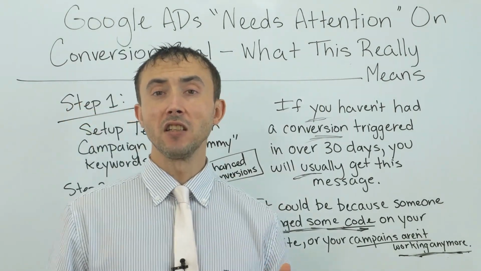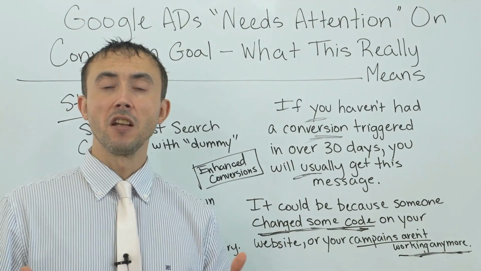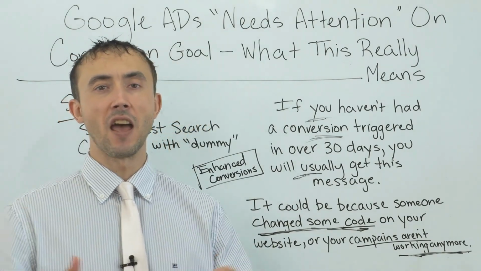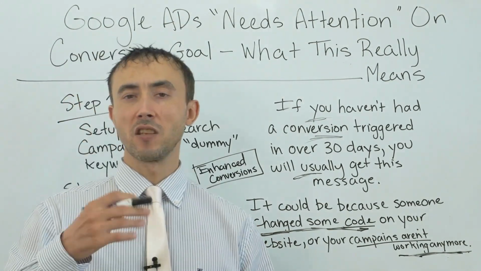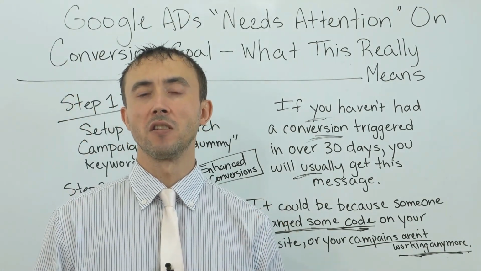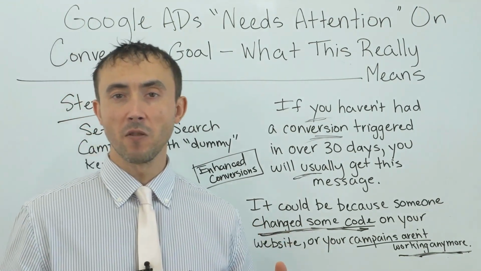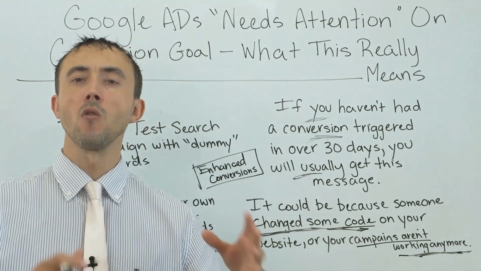If you're not dealing with very many conversions in general, it's very easy for a conversion goal to go to 0 conversions and then have this "needs attention" warning status on your goal itself, making a change like that on your account. If you normally get lots of conversions, then more than likely the code is broken and you need to fix that code.